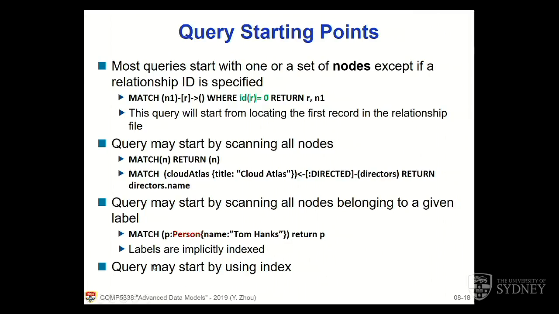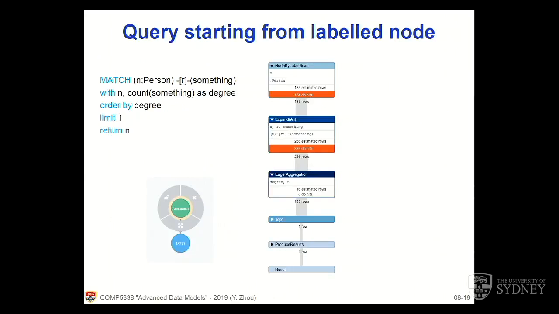Or a query may start by using an index, like the index of the node properties. If we index the property name, then obviously that's a better way instead of scanning all nodes. We can use the index to find which node actually has the property value Tom Hanks. So using an index will obviously give you the best performance if there is one. So that's the starting point.